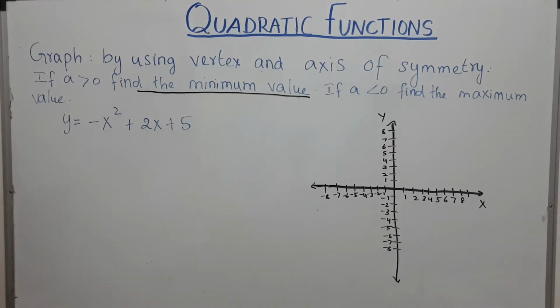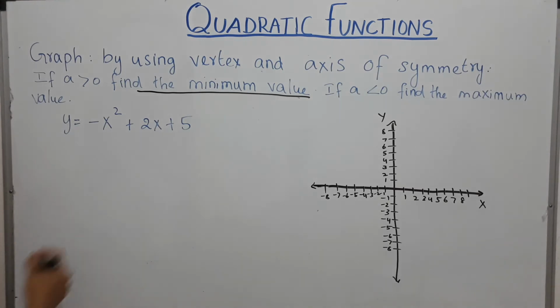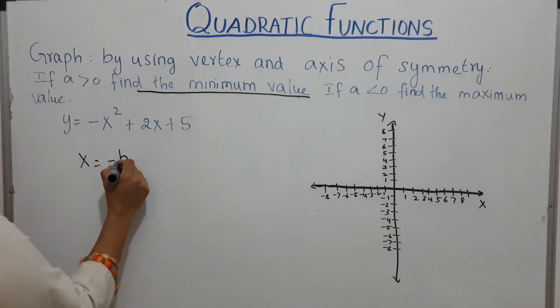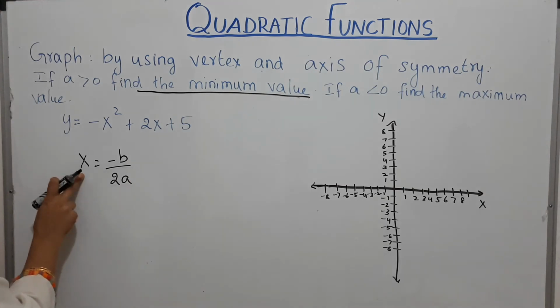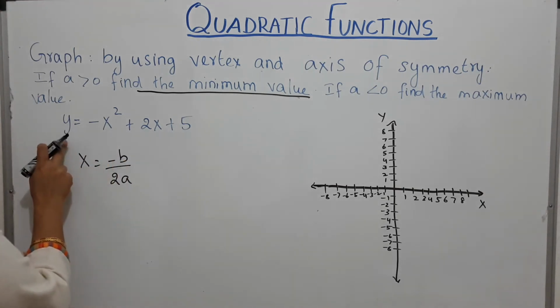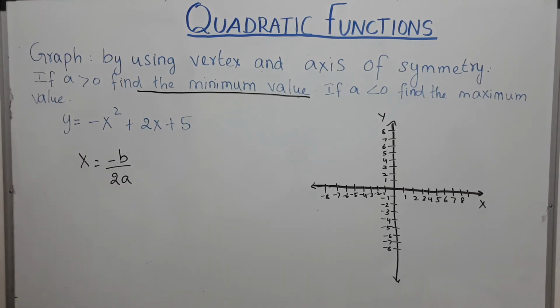So for finding the minimum value and maximum value, before that you have to graph the equation. So you graph the quadratic function. For that you have to use the axis of symmetry and also the vertex formula. So x is equal to minus b over 2a is the formula for the axis of symmetry. Once we know the value of x, you can substitute the value of x in here to find the value of y, and the x and y values will be the vertex.